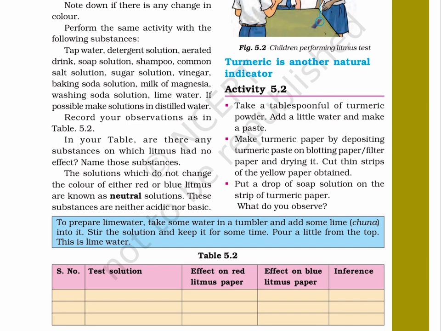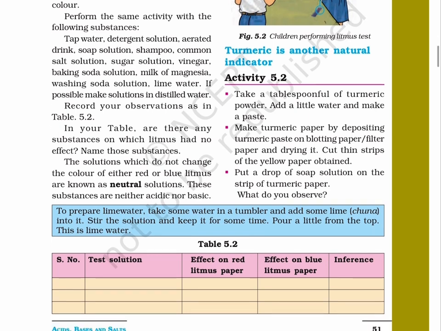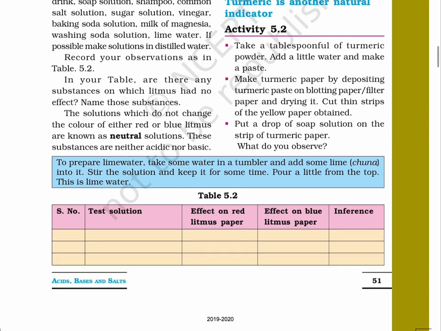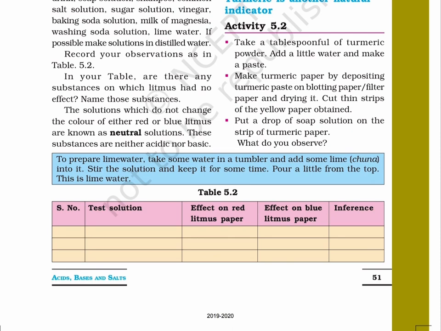In your table, are there any substances on which litmus had no effect? Name these substances. Table 5.2. In this table, there are 5 columns and 3 rows. In the first column, you have to write serial number. In the second column, you have to write test solution. In the third column, you have to write effect on red litmus paper. In the fourth column, you have to write effect on blue litmus paper. In the fifth column, you have to write inference.